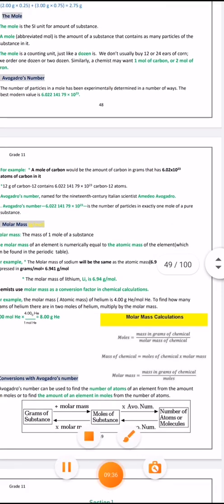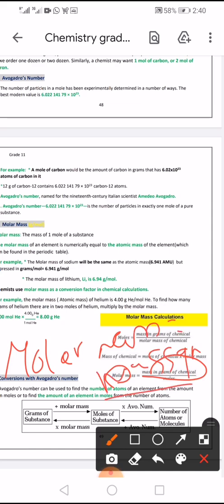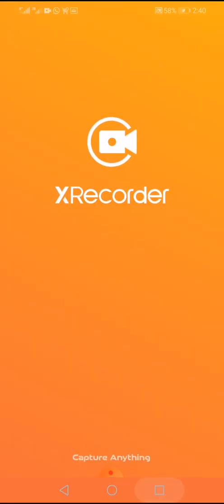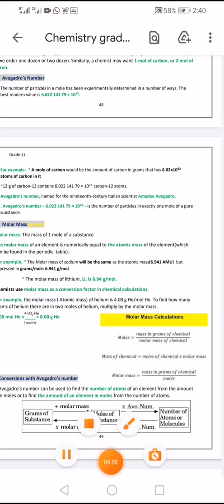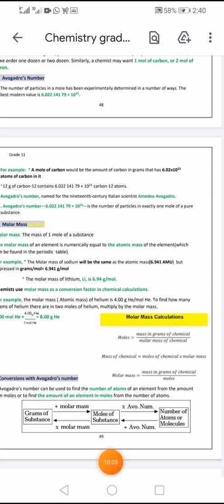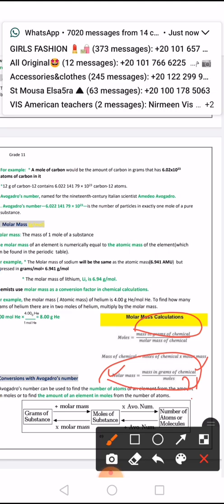Look at this equation. Molar mass equals mass in gram of chemical divided by moles, or gram per mole. If you want to get the moles, and we have the mass in gram and the molar mass, moles equal mass in gram of chemical divided by molar mass.